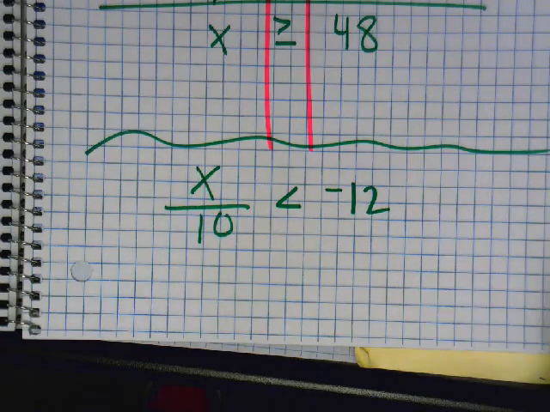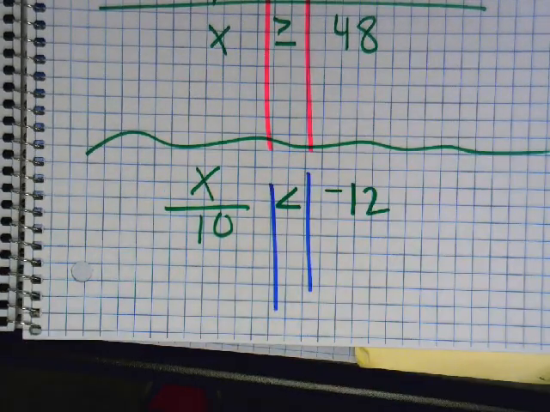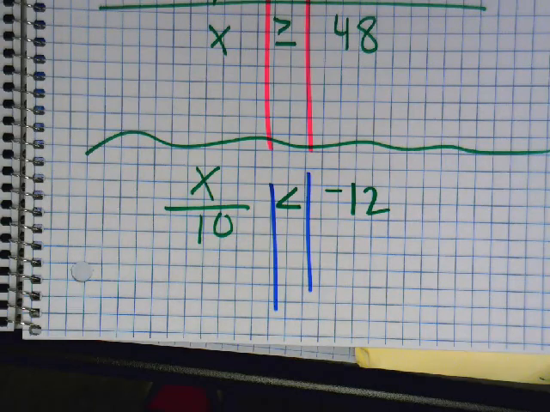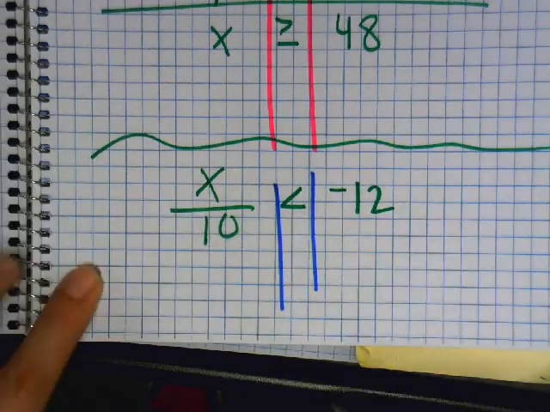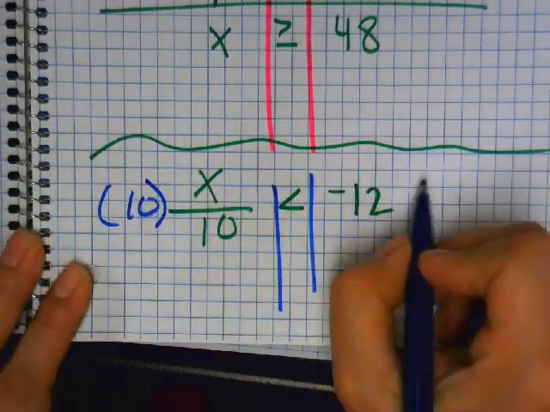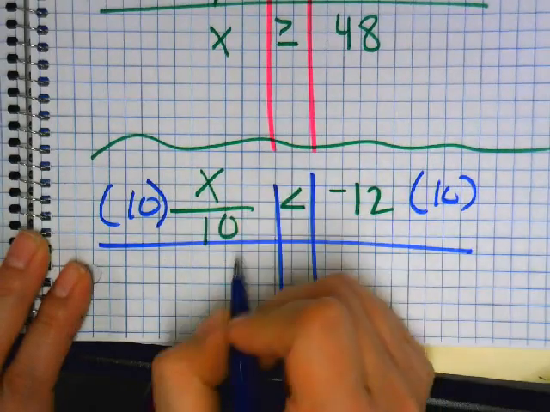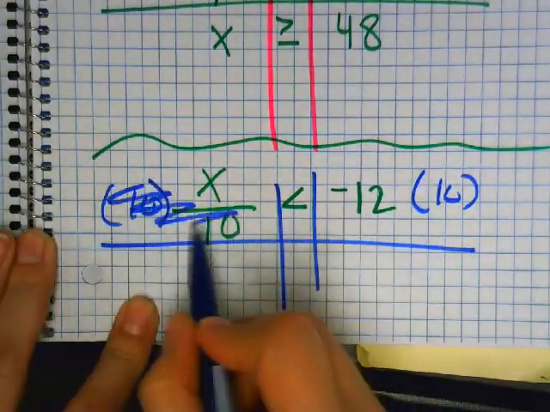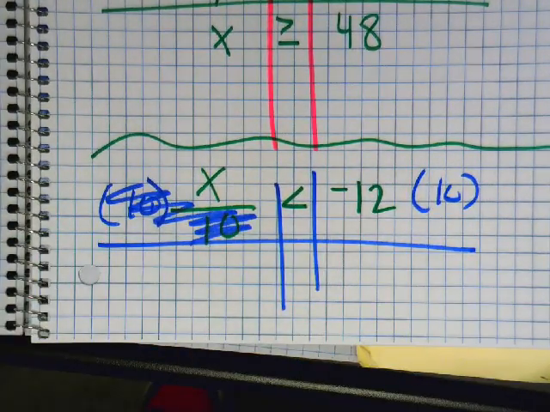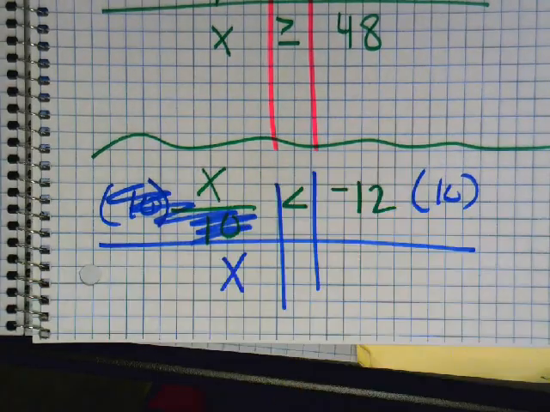All right, so we draw the bars. What number am I going to multiply by? 10. And why do I multiply? Because I started with division. So I'm going to multiply by 10, multiply by 10. These 10s, they disappear, which is perfect because I just want x by itself.